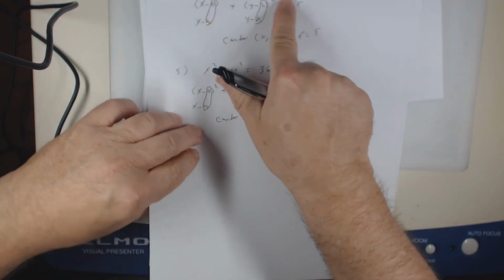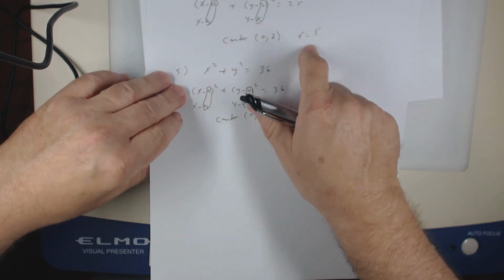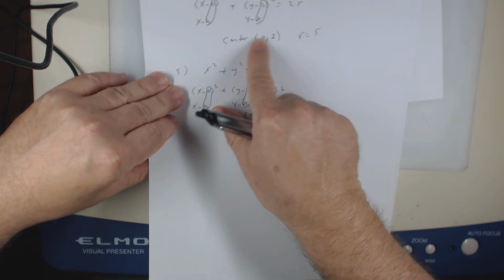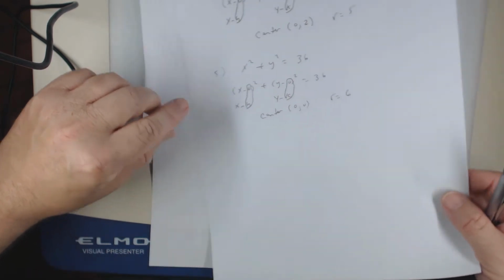Okay, so given the equation of a circle, you can determine the center and the radius. That's one of the things you have to be able to do. Given the equation, you can do these, right? Yes. Okay, that's on test 2.